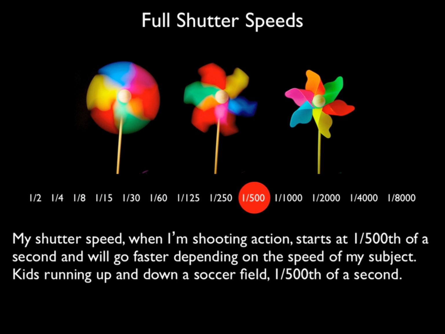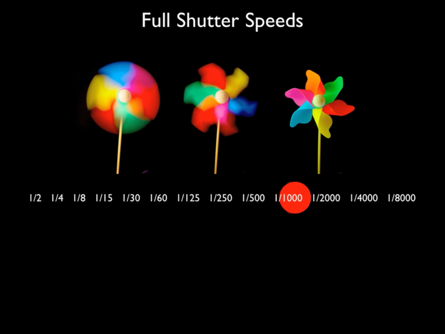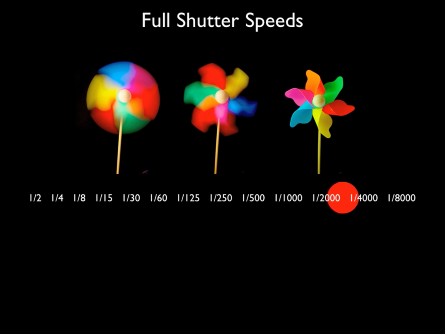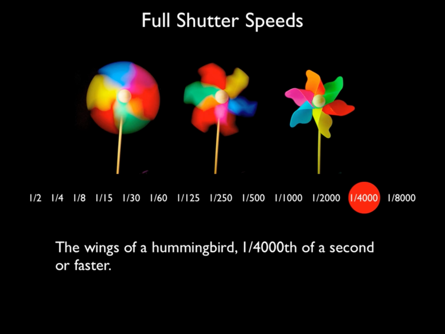My shutter speed when I'm shooting action starts at 1/500th of a second and will go faster depending on the speed of my subject. Kids running up and down a soccer field, 1/500th of a second. Extremely fast action, 1/2000th of a second or faster. The wings of a hummingbird, 1/4000th of a second or faster.